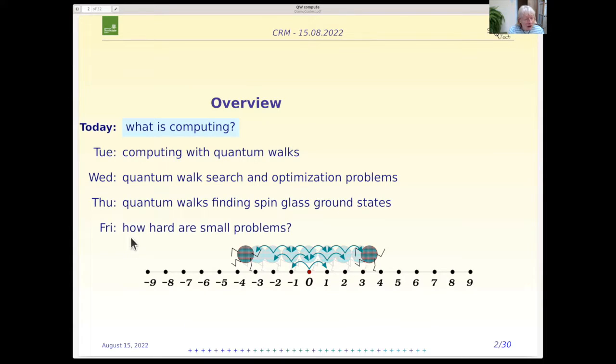And on Friday, we'll look at a little bit of the aspects around using quantum walks in this setting. How hard are the small problems that we typically test with numerically, and some of the other heuristics that you need to be able to do efficiently in order to use them without cheating, without solving the problem first. That's what's coming. But today, let's think about computing.